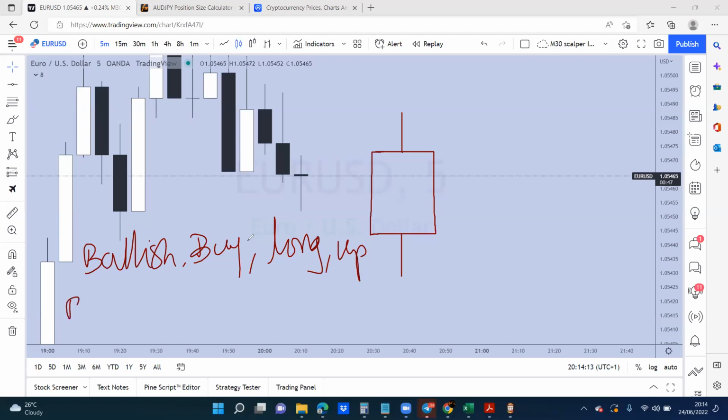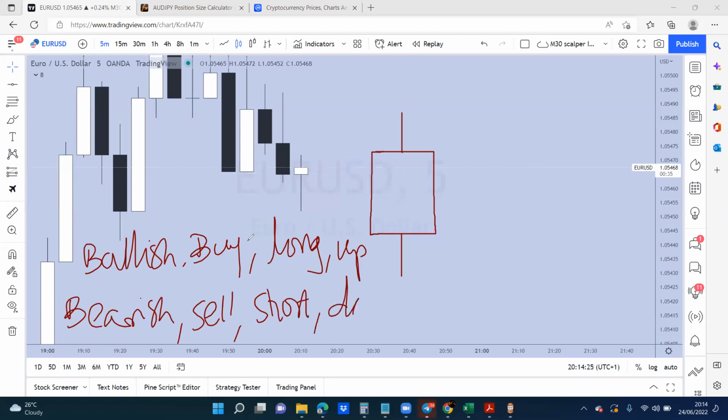When we say a candle is bearish, it's the same thing as saying it's a sell candle. It's the same thing as saying we are going short, it's a short candle. And the same thing as saying it's a down candle.